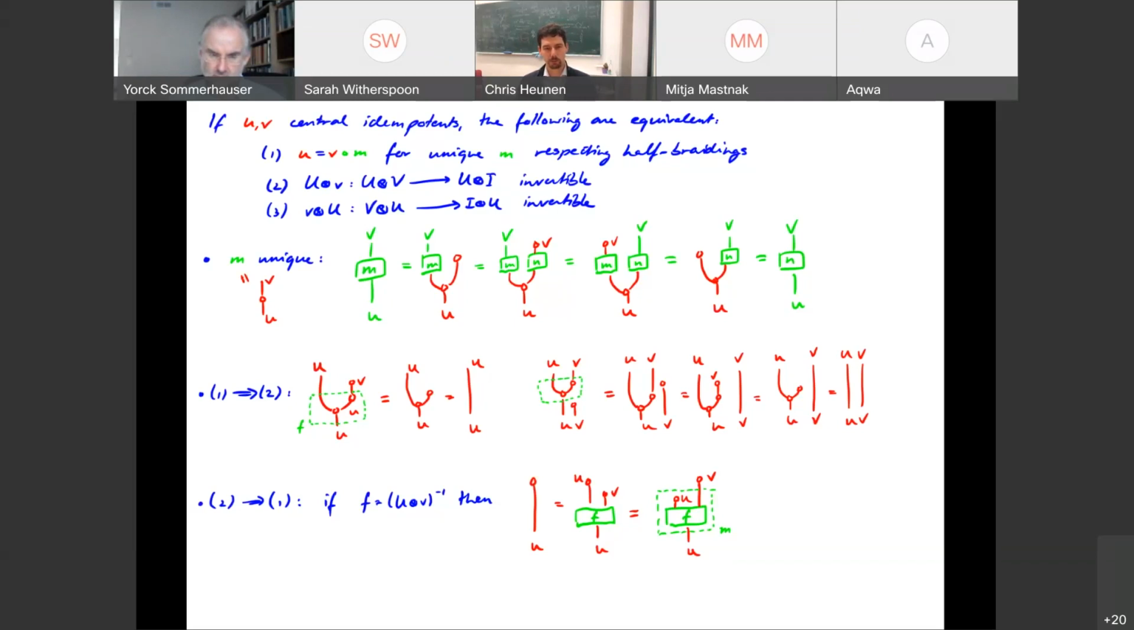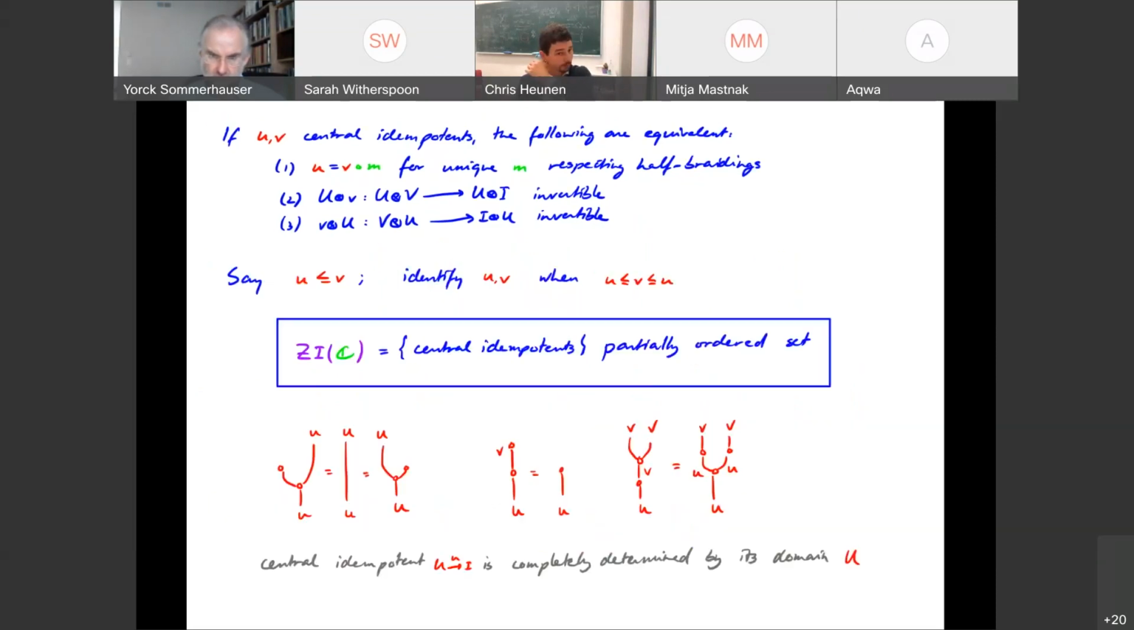Conversely, if you have 2, if big U tensor little v is invertible, let's say the inverse is called f, then I can just write down a mediating map that shows that U factors through V, namely the dashed box over there on the bottom right. You write everything out, and it just shows you what you want to have. Okay, so this means what I was just saying, that if you have two central idempotents, you could say that U is below V exactly when one of these three things happen.